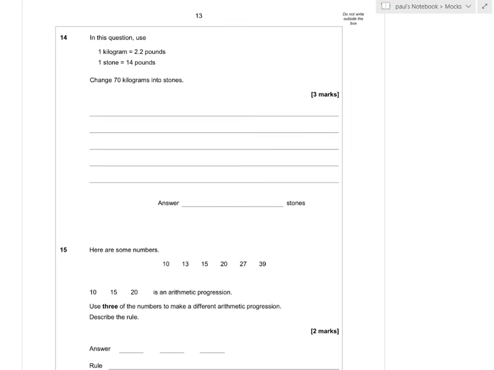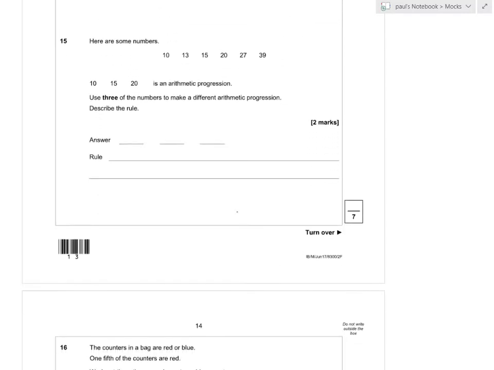In this question, use 1 kilo equals 2.2 pounds, 1 stone equals 14 pounds. Change 70 kilos into stones. So 70 kilos times 2.2 will change it into pounds. So 70 times 2.2 is 154 pounds. Now we've got to change that into stones. So 154 divided by 14 is 11. 11 stones.